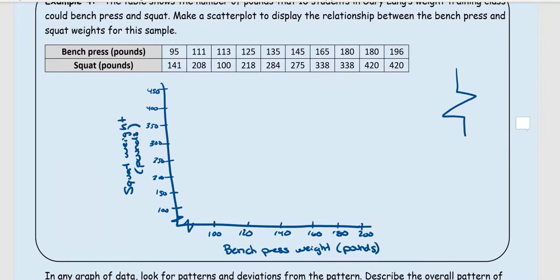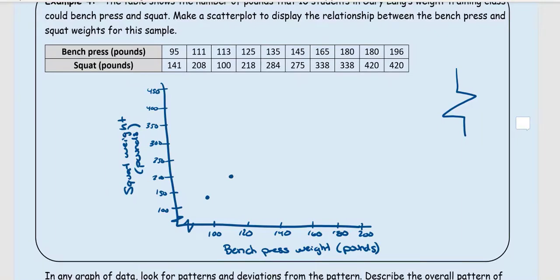So the first one we have is 95 pounds for bench press, and then we have 141. So 95 is about here, 141, we'll put it right there. Okay, now you guys could put stars, you could put points, you could put smiley faces. It really depends on what works best for you. Okay, so the next one we have is 111 bench press pounds, and then 208. So 111, we'll say is somewhere over here, and then 208 is about right there. Then we have 113 pounds at 100.